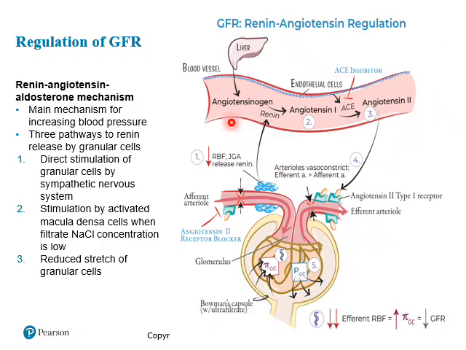Angiotensinogen, which is the inactive form, is produced by the liver. Renin acts on angiotensinogen to form angiotensin 1. Then your ACE, the angiotensin converting enzyme, will convert angiotensin 1 into angiotensin 2. The angiotensin converting enzyme is produced in the cells of the lungs. So now you have angiotensin 2.